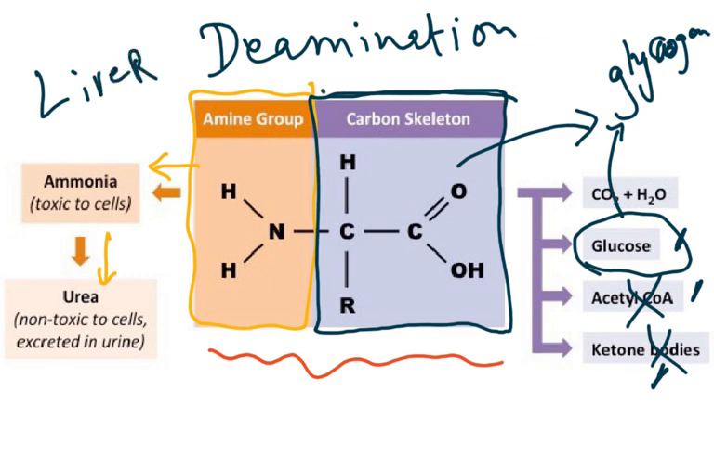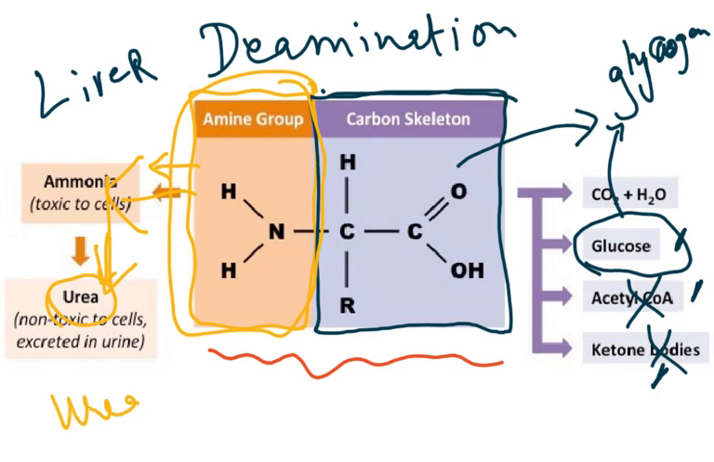The amino part is removed and is converted to ammonia, and then it's converted to urea, and then the urea enters the blood in the liver, and then it's taken to the kidneys. And the kidneys remove the urea from the blood. You write it from the body. That's wrong. You can't be doing that.